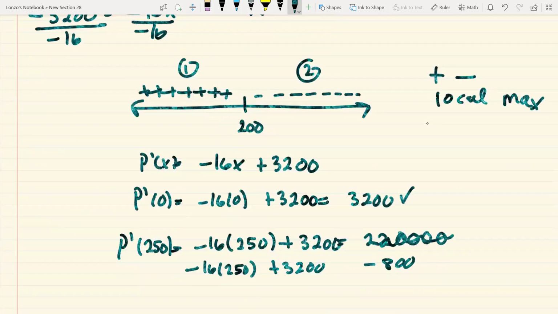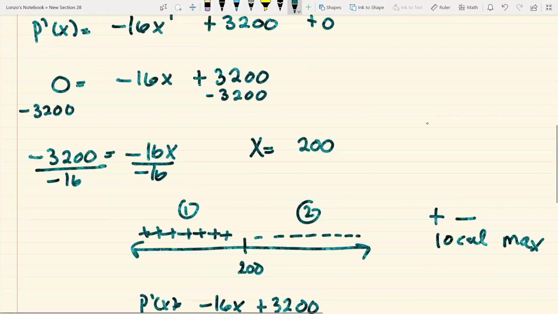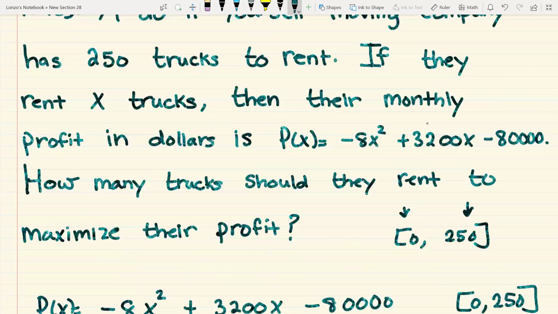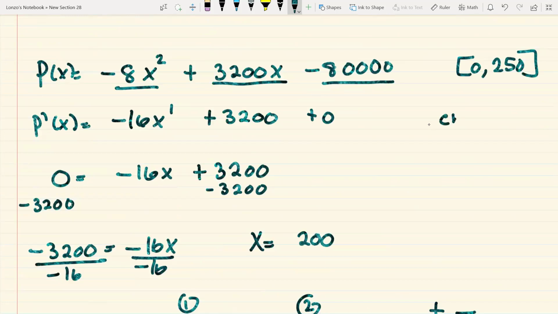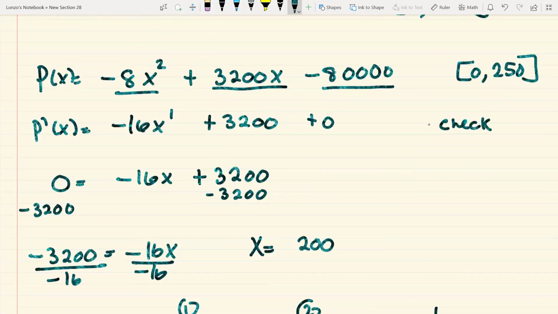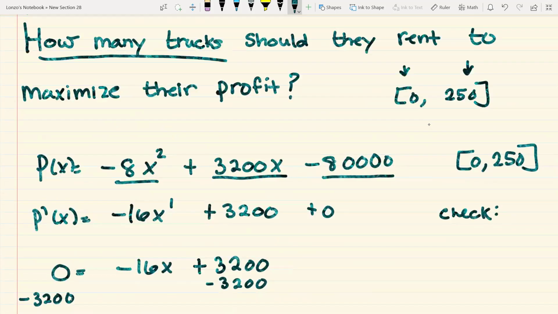So yeah, they're not asking you what is the profit that'll give us a maximum. They're just asking you how many trucks. Does that really make sense? So let's check it. Our boundary is from 0 to 250, and let's test it.